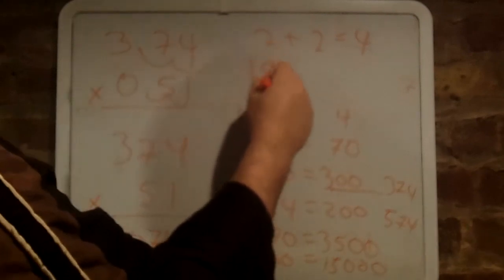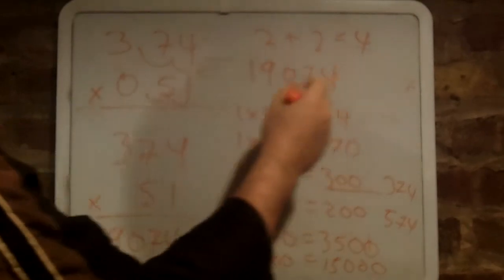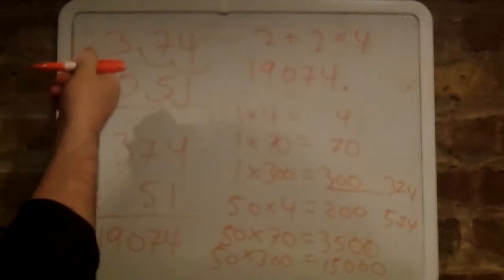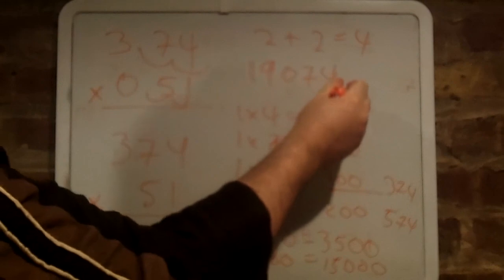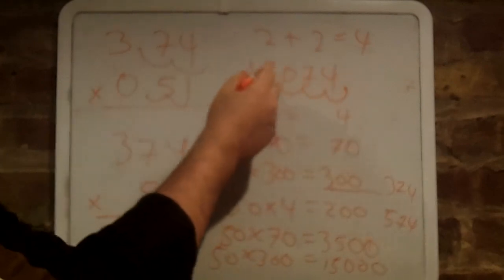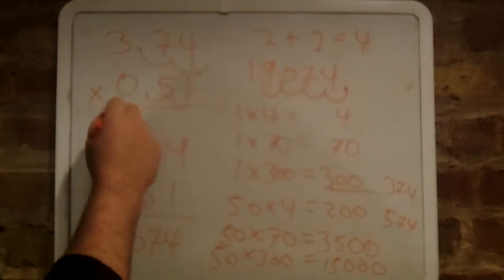If we take the number 19,074, we've got to move the decimal point to the left 4 places, so 1, 2, 3, 4. So now our answer is 1.9074.